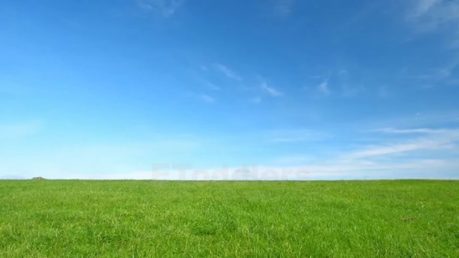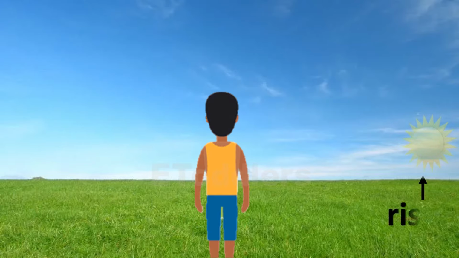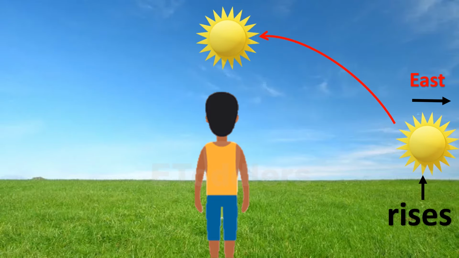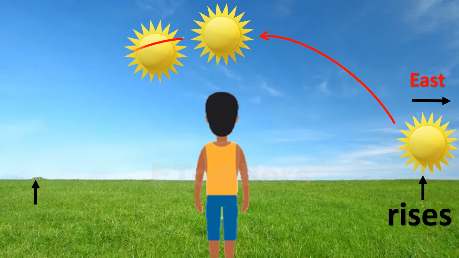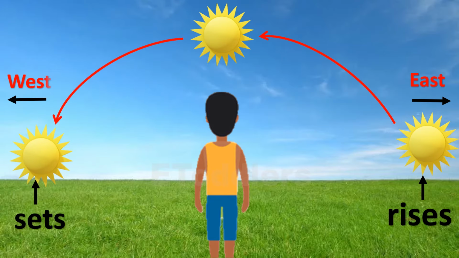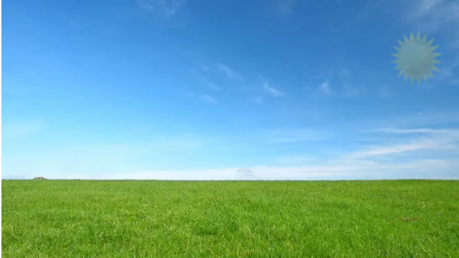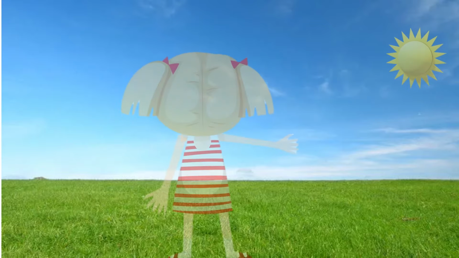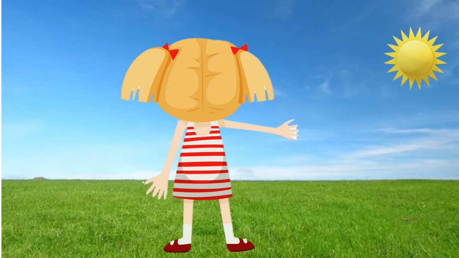Let's learn the easy way to find directions based on the sun. Already you know, the sun always rises in the east, and sets in the west. In the morning, if we stretch our right hand in the direction of the sun, the right hand points towards east.